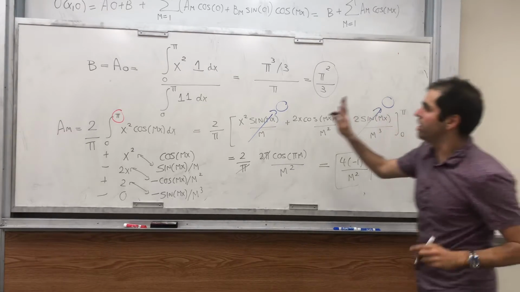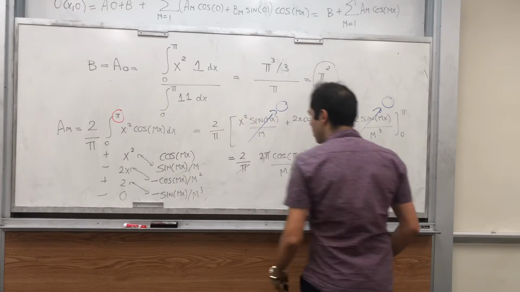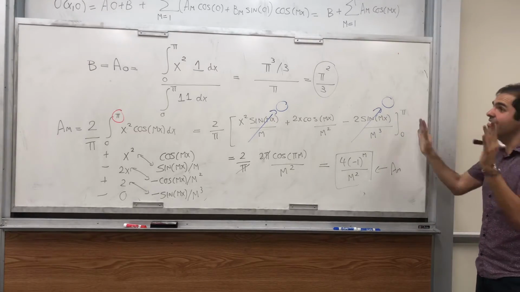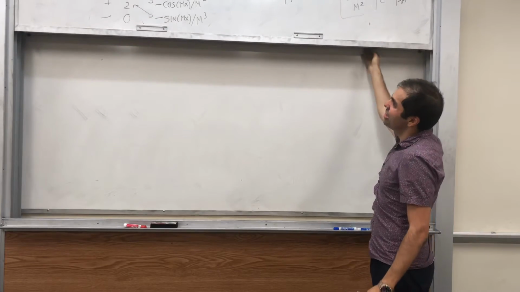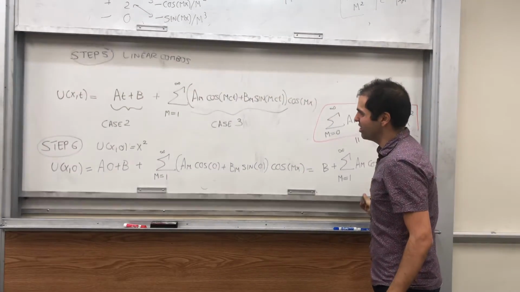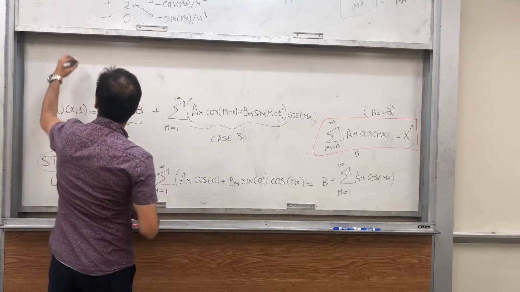So that's good. Let me just write this down in case I forget. So b is pi squared over 3. And then am is 4 times minus 1 to the m over m squared. And you think we're done? We're not quite done. We still have the u_t term. So at least it's good that we found one of the two. Now, almost last step.